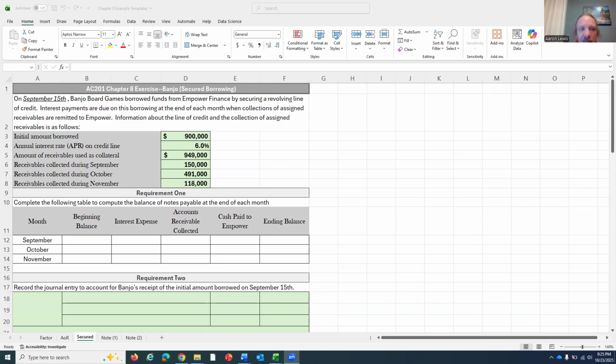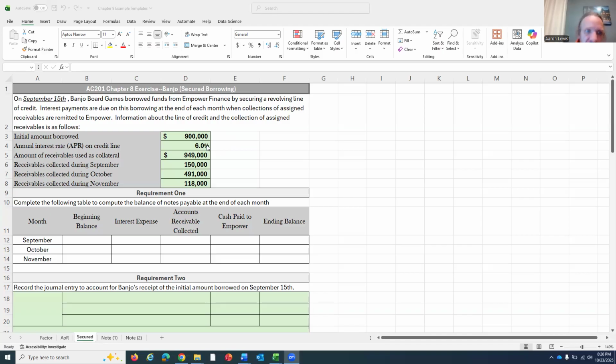So on September 15th, Bad Joe Board Games over here is going to borrow funds from Empower Finance by securing a revolving line of credit. Interest payments on this are going to be due at the end of each month, and at the same time, we're going to remit the payment of any collected receivables we have over to Empower Finance. So we're going to give them the amount of the assigned receivables that our customers paid us plus the interest charge. And the amount that we have to work with over here is that we are borrowing $900,000 originally.